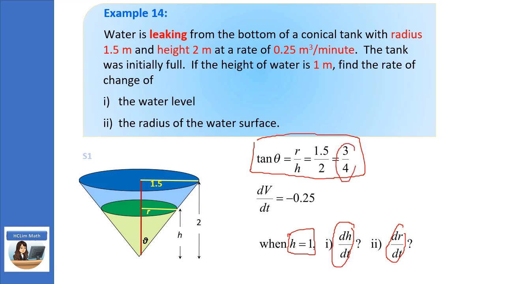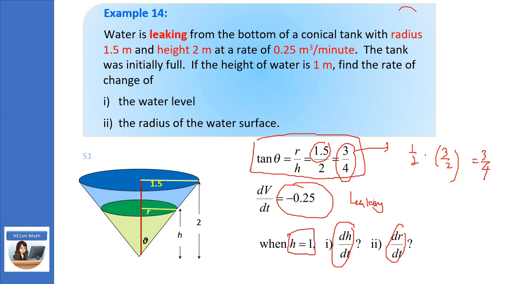Okay, I'm going to get your 3 over 4, which is that we have the 1.5 multiplied with the 3 over 2. Okay, this 1.5 is the 3 over 2, so you have the 3 over 4 here. Since the water is leaking, that means the volume keeps on decreasing. That's why we are going to have the negative 0.25 meter cube per minute, because the water is leaking.